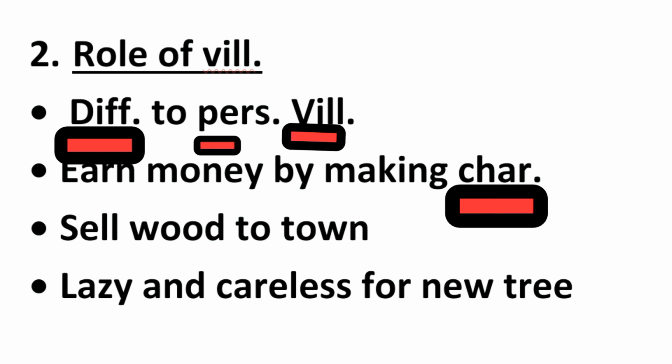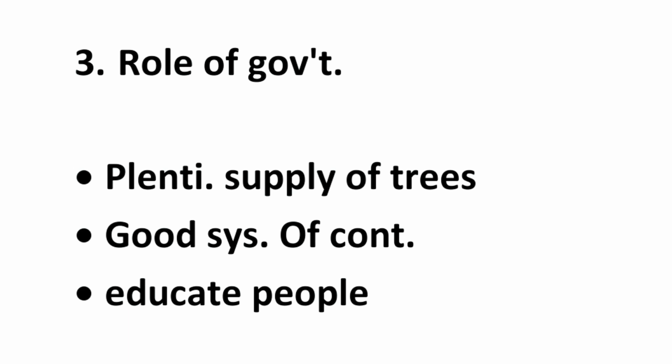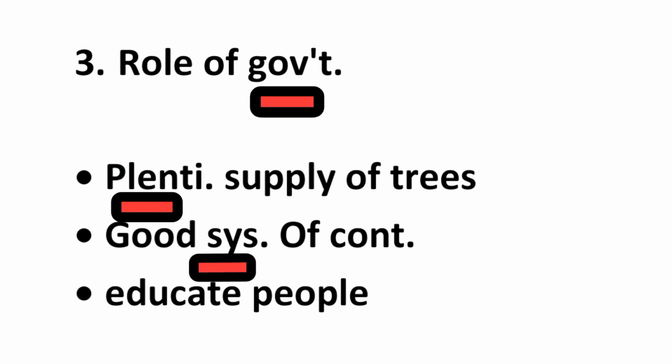Next is lazy and careless for new trees. Third main heading is here, role of government. Realizes the importance of tree, supplying plentiful tree, good system of control, educate people. Here in this main heading and its subheading, there are some more abbreviated words like plentiful. Okay, plenty. Government is also there, GOVT and full stop. For system, SYS full stop. And for control, CONT full stop.